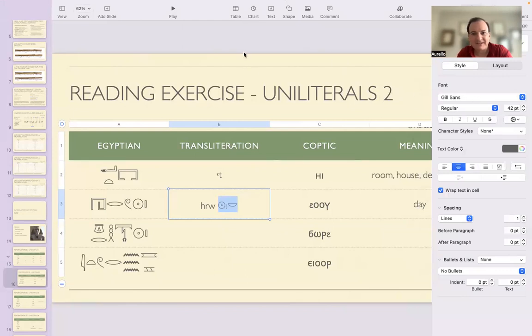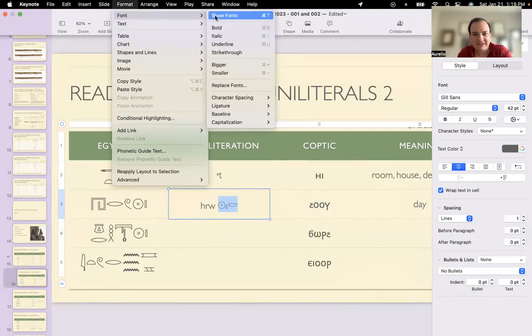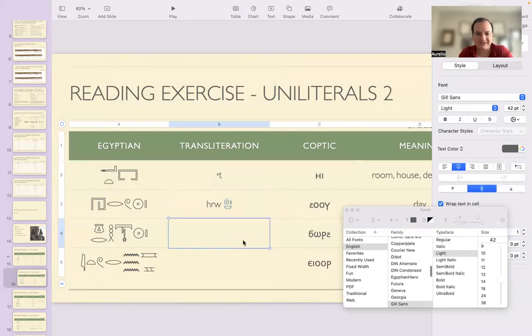This is not working. All right. Apologies. These should be stacking on top, but I just can't figure out how to select the font. Oh, I do know. Let's do it this way. Show fonts. Egyptus. There you go. That's what it should look like.